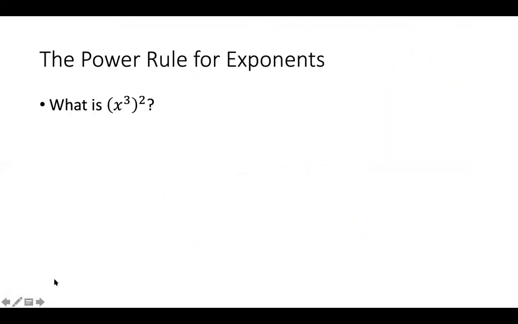So next we have the power rule for exponents. This talks about how to simplify expressions like the second power of x cubed. Well, the meaning of the second power of x cubed is that it's x cubed times itself. So if you think of it as x cubed times x cubed, by the product rule, that would be x to the power 3 plus 3, which is x to the 6th.